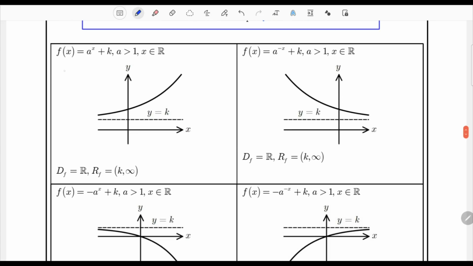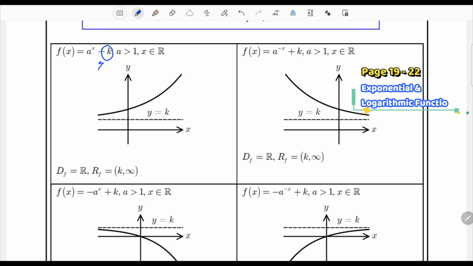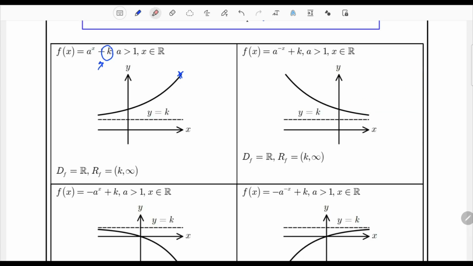Let's look at the graphs given here. If you have f(x) equals a to the power of x plus k, you have the value k at the back here, so that should be your horizontal asymptote, y equals k. The outer point here refers to the signs of your x and your y. So x is positive and f(x) is positive here. The curve goes nearer and nearer to the asymptote, but it will never cut the asymptote. Please remember that.